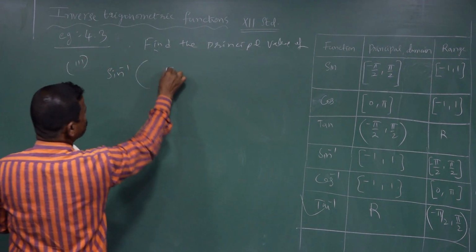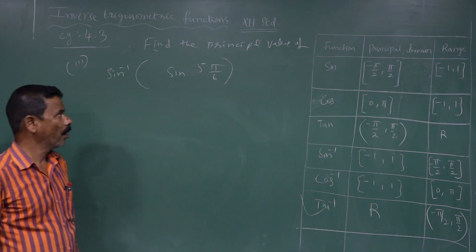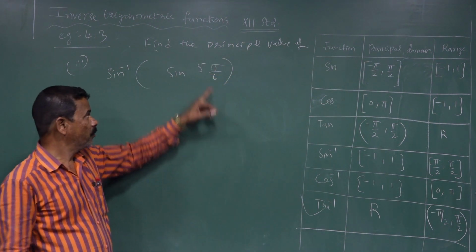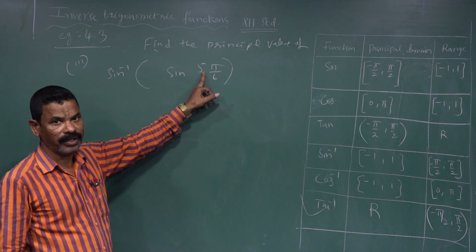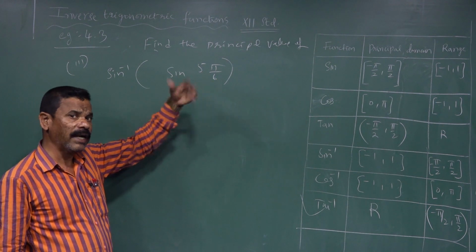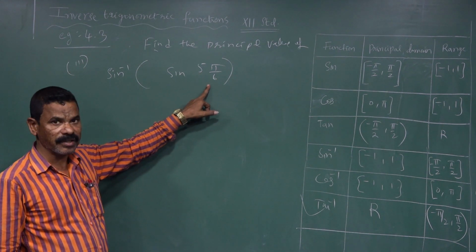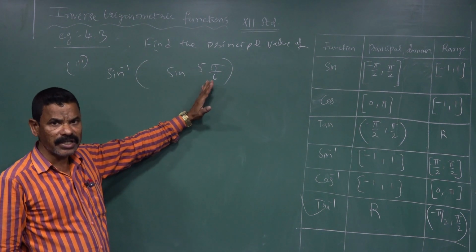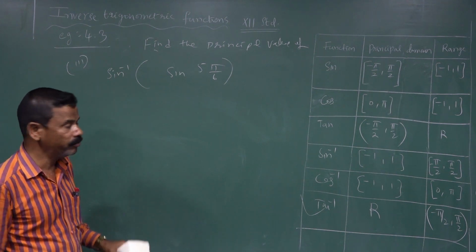Sin inverse of sin 5π/6. You check: π/6 is 180/6 = 30 degrees, so 5π/6 is 30 into 5, 150 degrees. 150 is more than 90, so this value does not exist in the restricted range. But we restrict the value here, so we reduce the 5π/6 value.